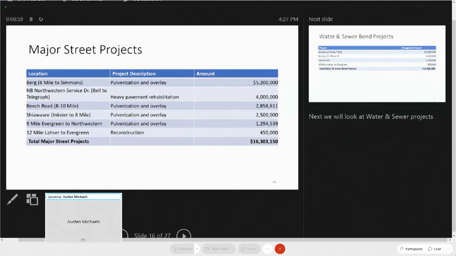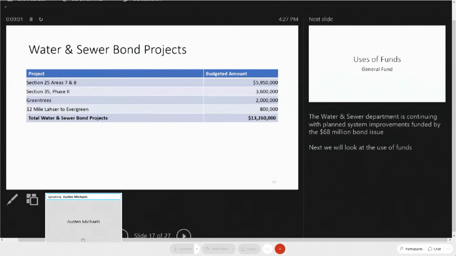Next, we look at the water and sewer bond projects. We have 4 major projects here totaling just over 13.2 million. Section 25, areas 7 and 8. Section 35, as we saw on the local roads, same with the green trees. And then 12 Mile Lasser to Evergreen in conjunction with the major roads work.